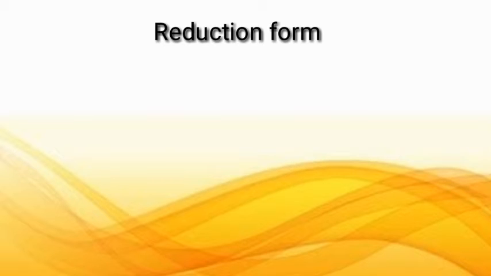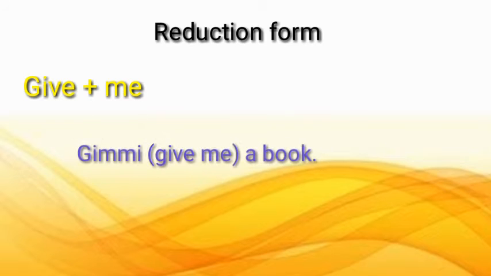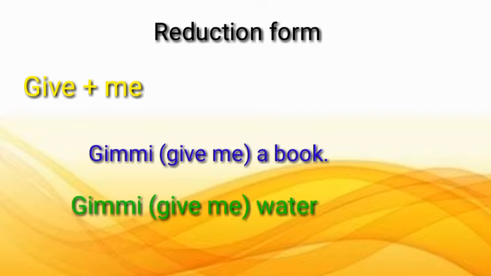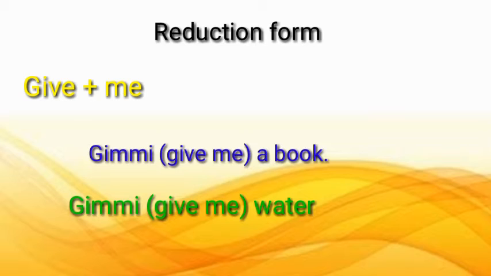After this lesson, if you were earlier facing any problems, you will understand them properly. So our first reduction form is including me. Give plus me. For example, we can say gimme, instead of saying give me. Gimme a book, instead of saying give me a book. Gimme some water, instead of saying give me some water. So this is how you combine words, and this is called reduction form.